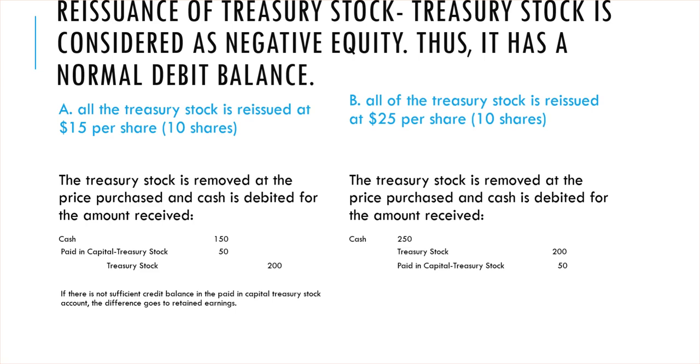It says paid in capital treasury stock. Another thing which you often see is paid in capital stock repurchase. It's identical. It's the same thing. Why do we use so many different terms and why aren't we consistent? I can't really answer that question.